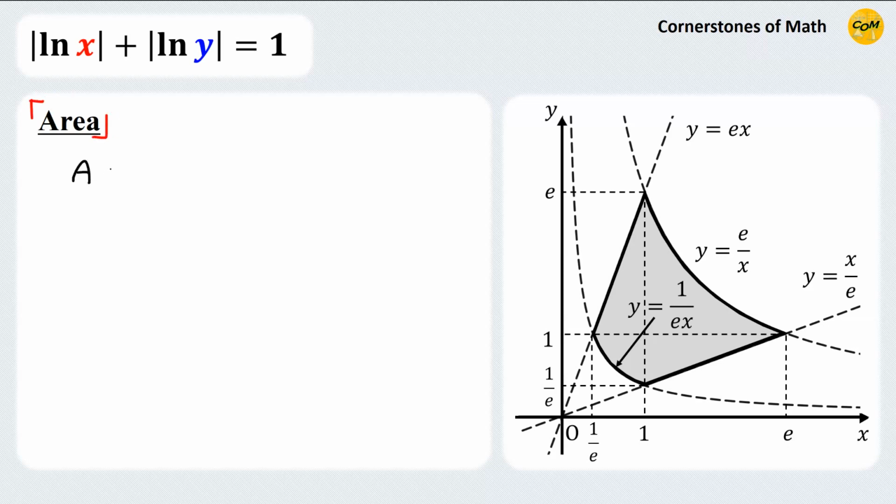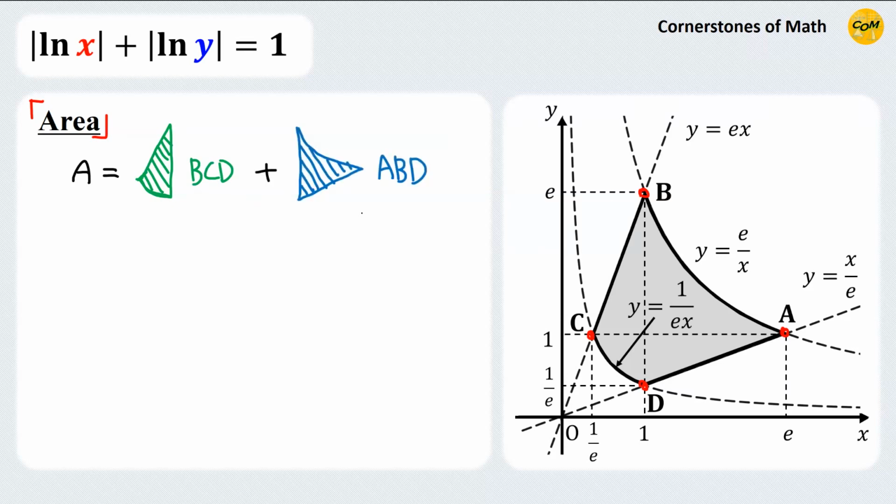So the area A of the shaded region is, first, let us assign these points or vertices A, B, C, and D. Then A equals the area of the shape BCD plus the area of the shape ABD. As for the shape BCD, it is the region between the straight line y equals ex and the hyperbola y equals 1 over ex. So integral ex minus 1 over ex dx from 1 over e to 1.